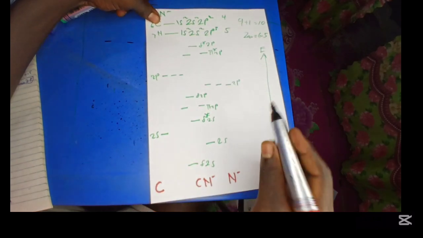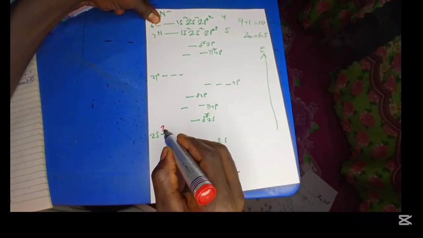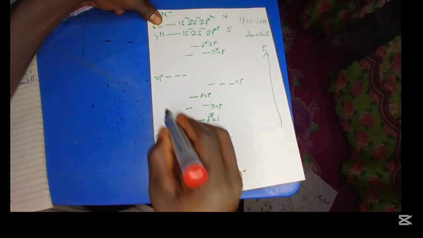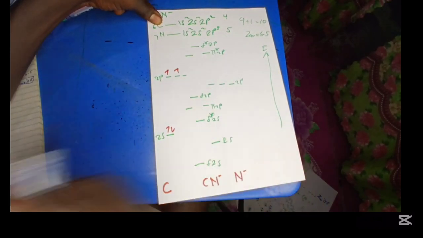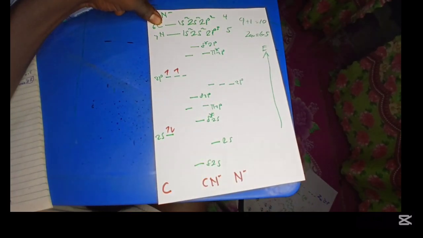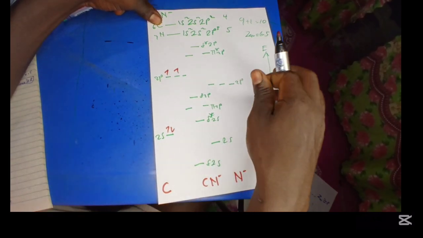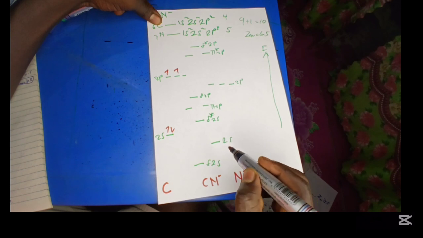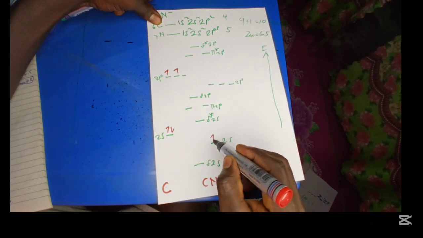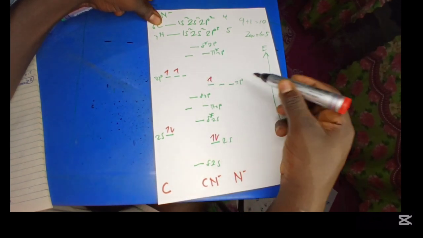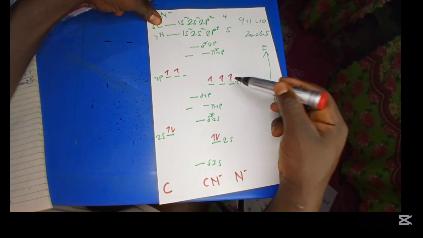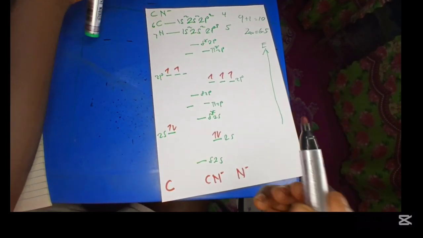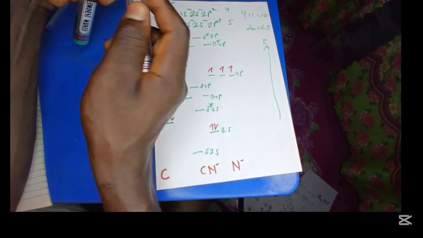Carbon here has 4 electrons. So for carbon, one in each valence orbital: 1, 2, 3, 4. And then nitrogen has 5 electrons: 1, 2, 3, 4, 5. Done. And then we are done with this.